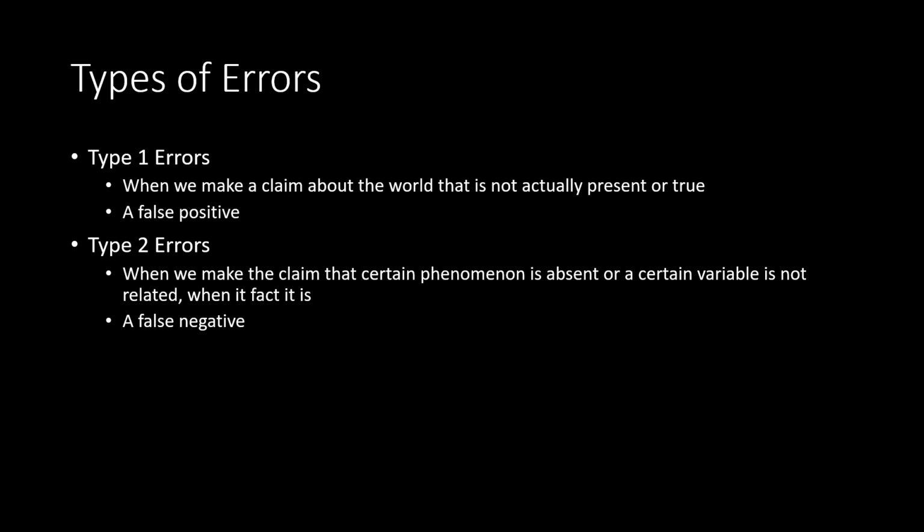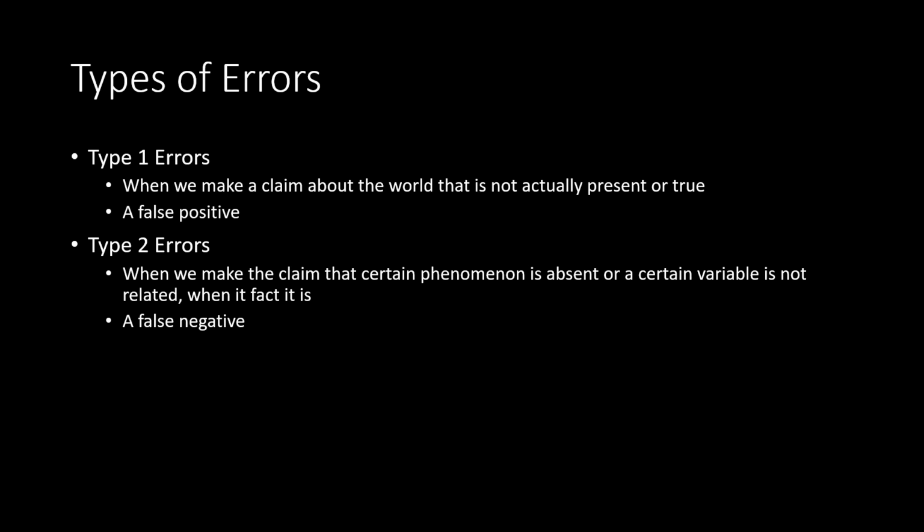Type 1 errors are when we make a claim about the world or a population that some phenomenon or trait or behavior or relationship is present, when in fact it is not, or it's not actually reflected in the world. This would be an example of false positives. So this would be if I went to the doctor and they gave me a cancer screening and then told me I had cancer, when in fact I was completely healthy.